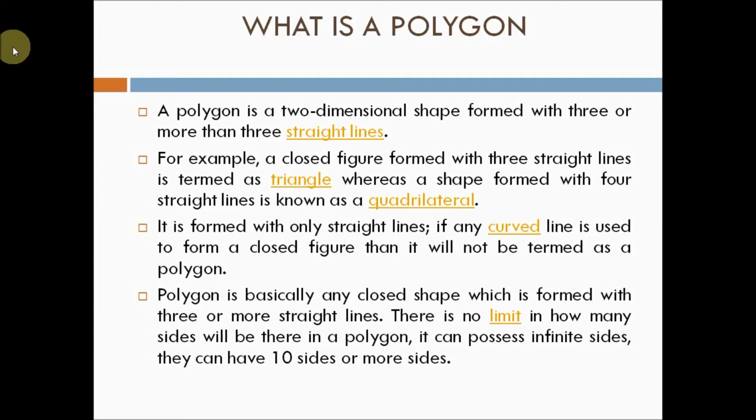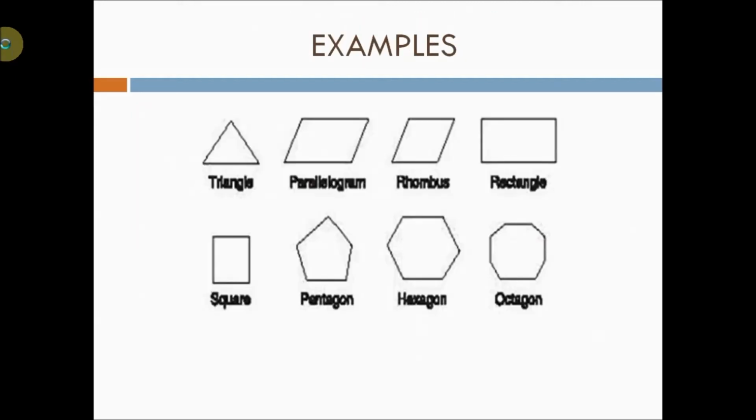In simple words, a polygon is a two-dimensional shape formed with three or more straight lines, right? So a polygon is a two-dimensional shape. To draw that shape I need at least three edges; more than three is also possible. For example, when you form a closed figure with three straight lines, it is called a triangle. So you can see here I formed a polygon with three edges, and this is called a triangle.